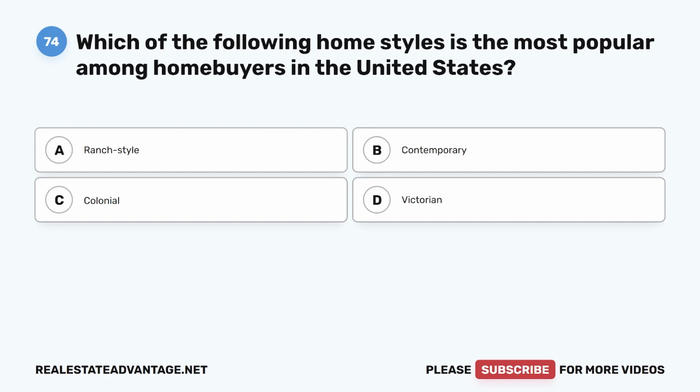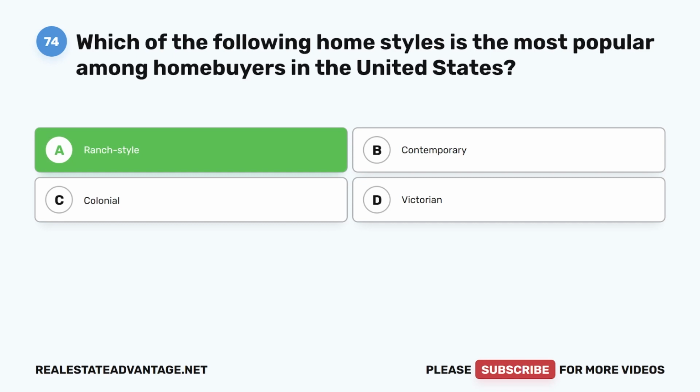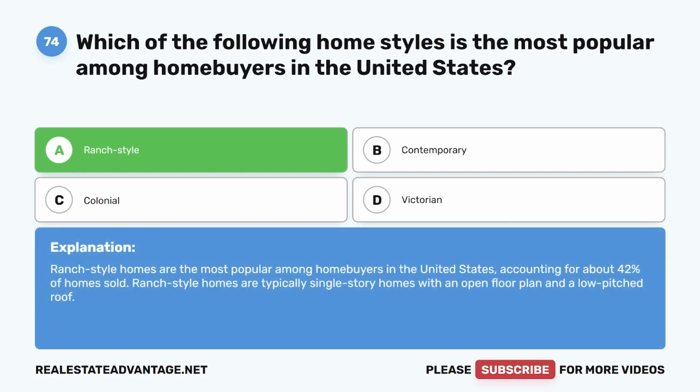A. Ranch style. B. Contemporary. C. Colonial. D. Victorian. The correct answer is A. Ranch style. Ranch-style homes are the most popular among homebuyers in the United States, accounting for about 42% of homes sold. Ranch-style homes are typically single-story homes with an open floor plan and a low-pitched roof.